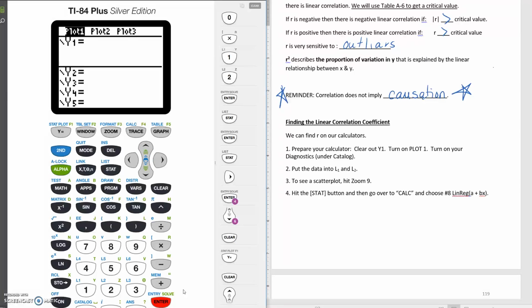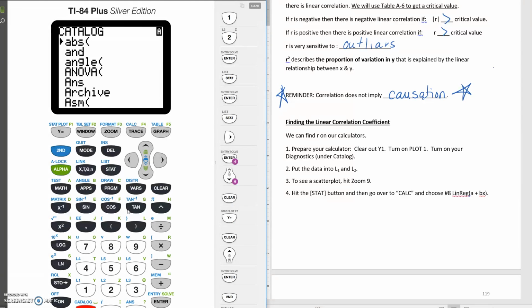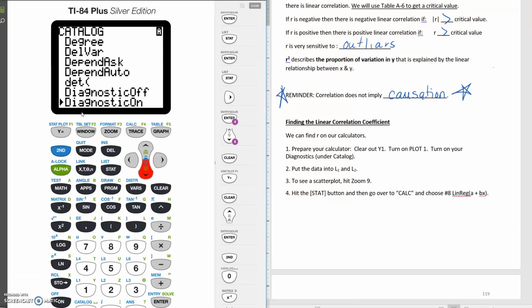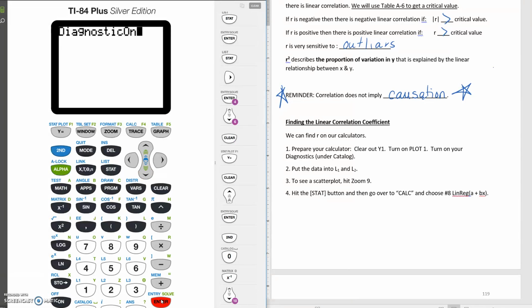Okay, and it says turn on your diagnostics. Now you'll only have to do this once. So you're going to hit second catalog, and we want to go down to where it says diagnostics on, which if you hit the button that has the D above it, it'll go down. Okay, so here where it says diagnostics on, you're just going to hit enter, enter. You don't have to do that for every problem. Unless your calculator resets, it'll be good.